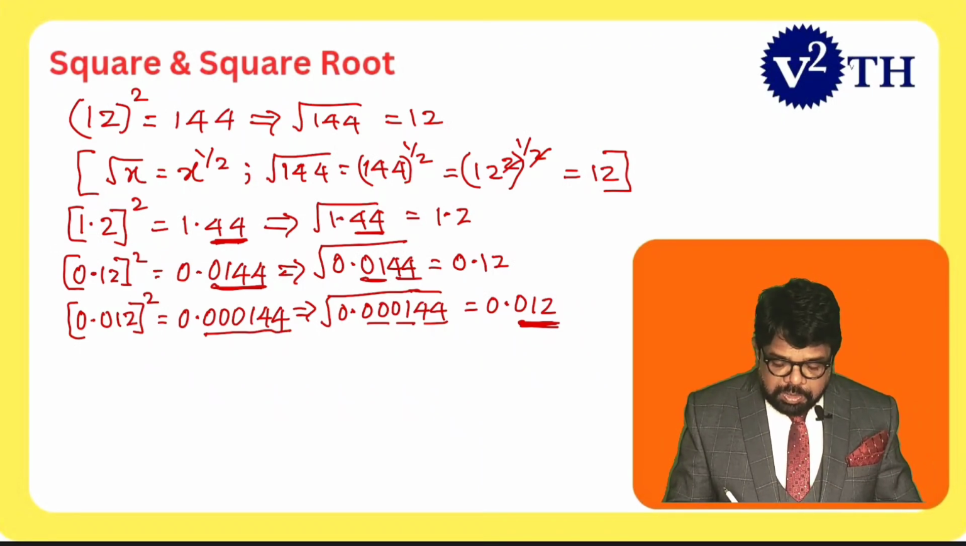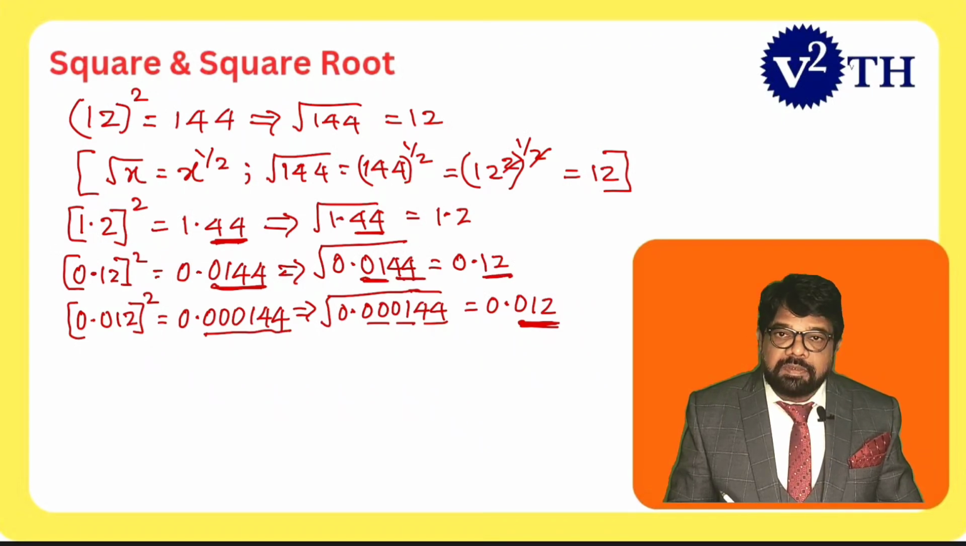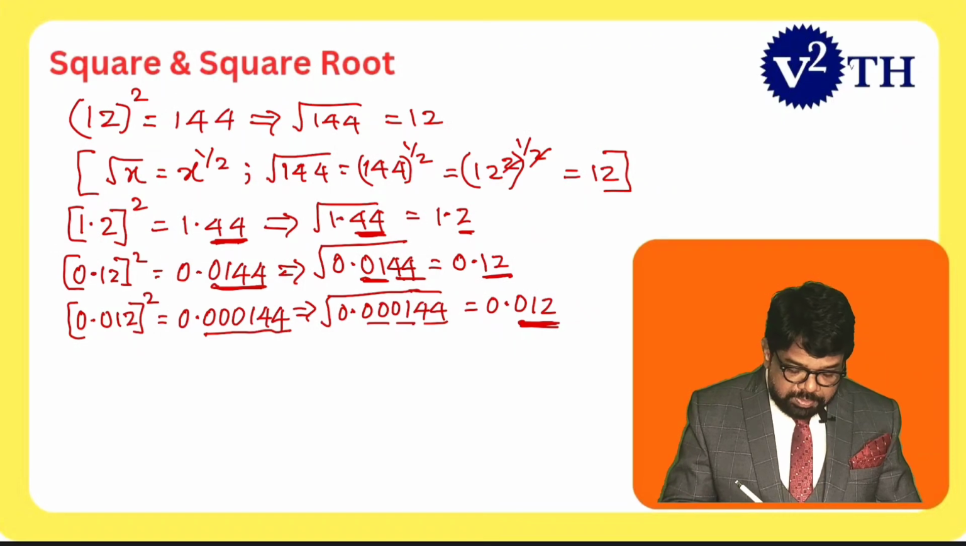Now observe here 0.0144. Now here 2 groups are there. After decimal 2 digits it is. Now here only one group is there. After decimal only 1 digit. Understood how we can calculate the square root of that value? I will give some more examples.